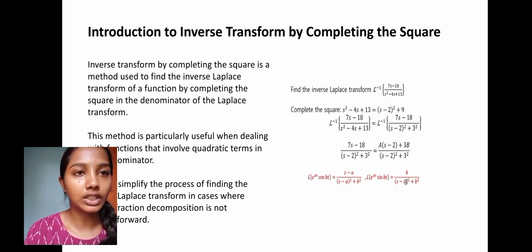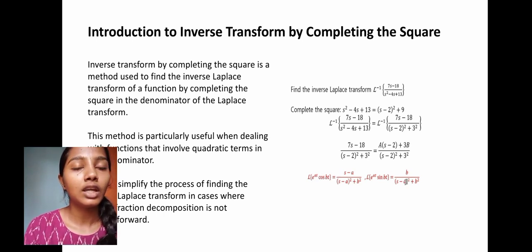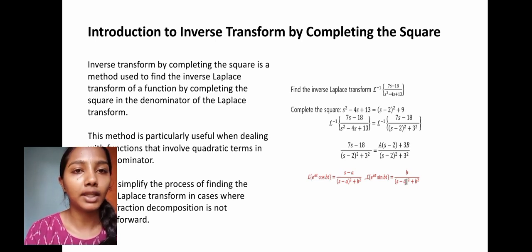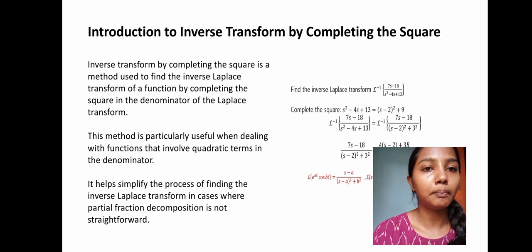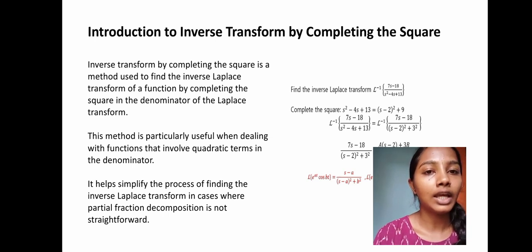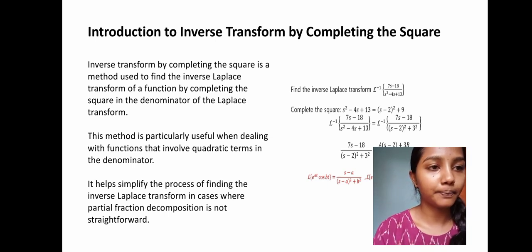Introduction to inverse transform by completing the square. Inverse transform by completing the square is a method used to find the inverse Laplace transform of a function by completing the square in the denominator of the Laplace transform. This method is particularly useful when dealing with functions that involve quadratic terms in the denominator. It helps simplify the process of finding the inverse Laplace transform in cases where partial fraction decomposition is not straightforward.